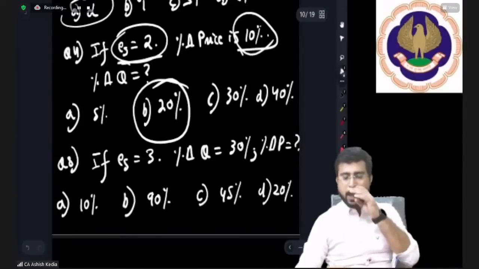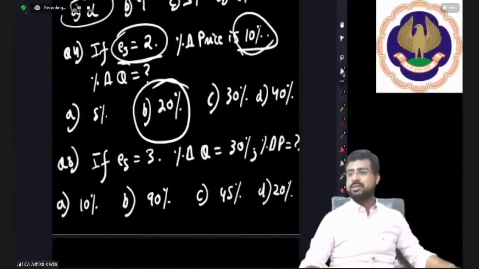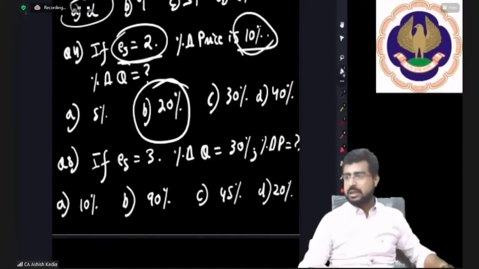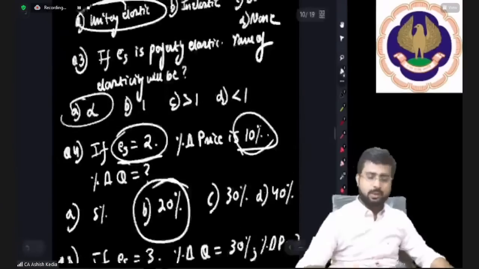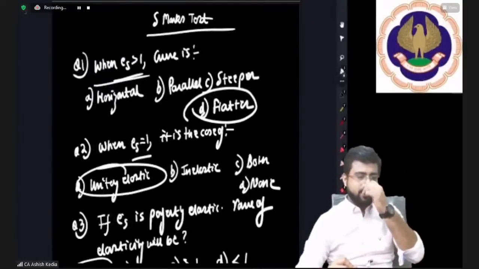Come on everybody, let's see who is able to answer correctly. The first answer is going to be flat. Absolutely correct. The first one is going to be flatter because it's greater than 1. Had it been less than 1, it would have been steeper.